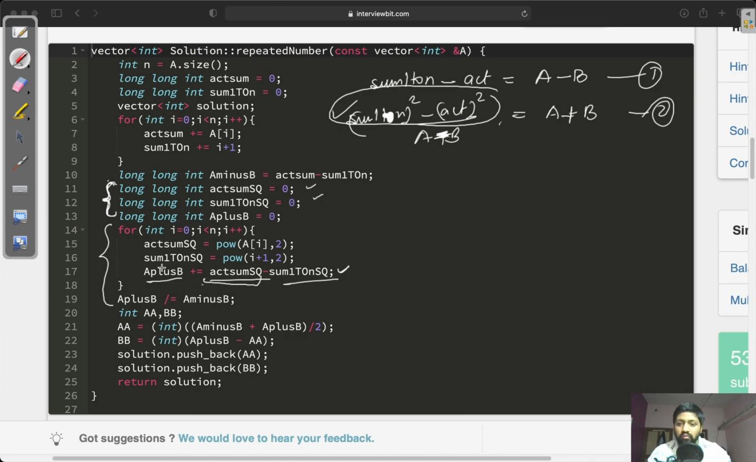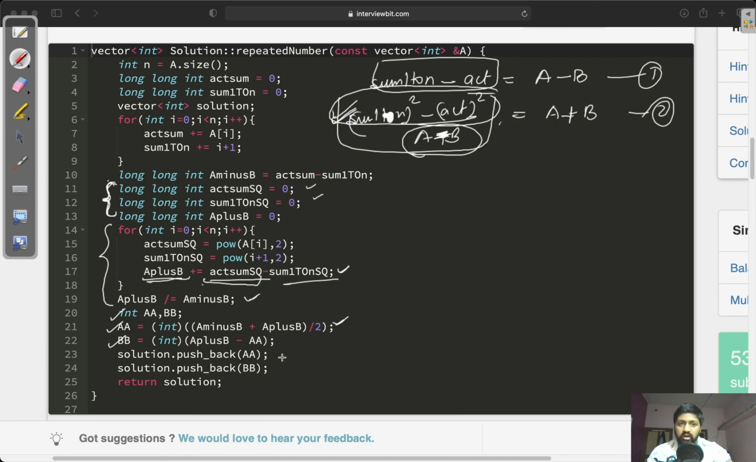Once we got a plus b with this term for all the elements, we are dividing it by a minus b, because this is also one term. So in the a plus b we have this particular term, and in the a minus b we have this particular term. Once we have these two equations, we simply take two variables a and b and solve these equations. This is pretty straightforward. If you see it, it's clearly solvable.